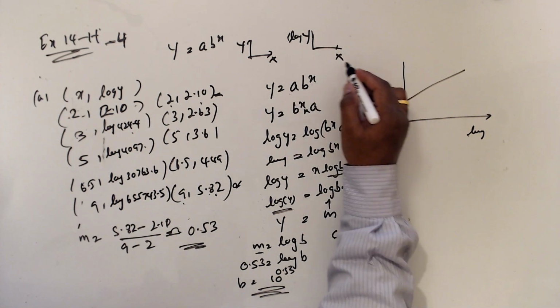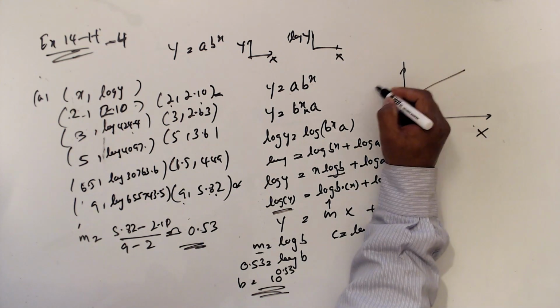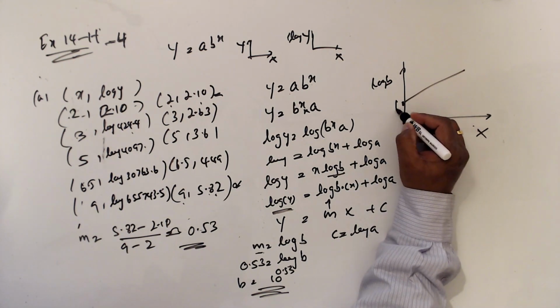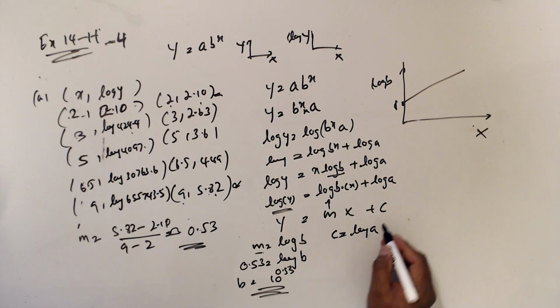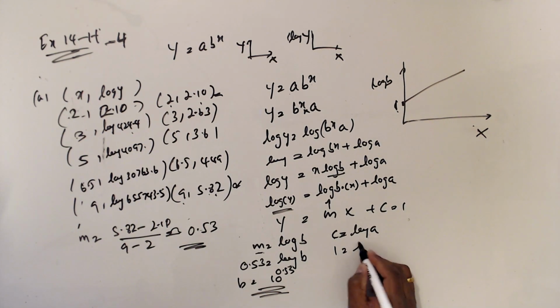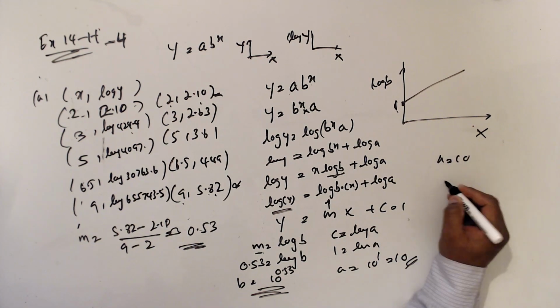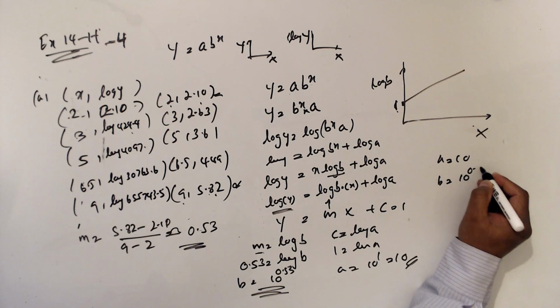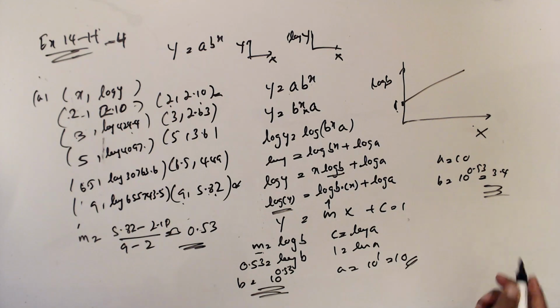And you may see from the graph, the y-intercept is 1. So c is 1. So 1 equals log a, and a equals 10 to the power 1, which is 10. So a equals 10 and b equals 10 to the power 0.53, approximately 3.4.